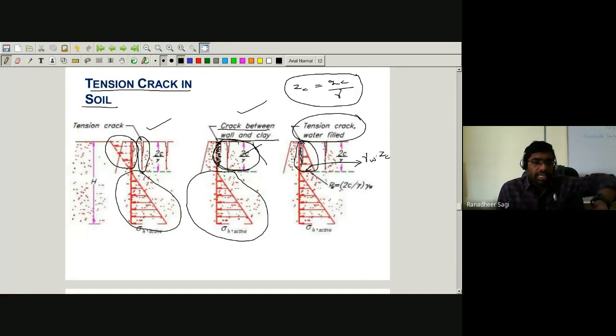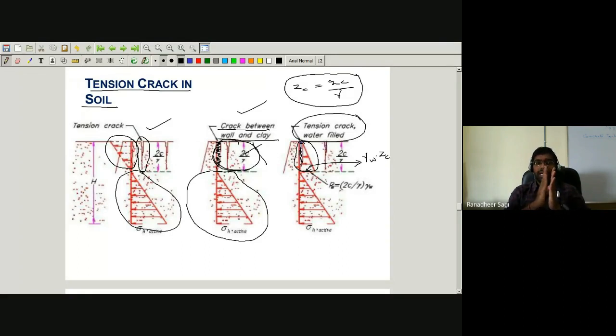So even in the earlier class where we had the issue with the slide, I was trying to focus on this particular term. That's nothing but in case there is a crack formation in the soil but not immediately adjacent to the position of your retaining wall, then you'll have your negative earth pressure distribution coming into picture over the depth of ZC.